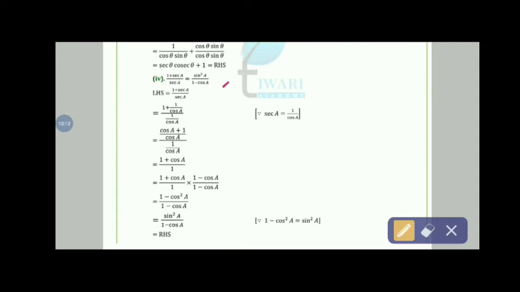So we can write here (1 plus 1 over cos a) whole over (1 over cos a). So this is (cos a plus 1) over cos a, whole over (1 over cos a). So this will become (1 plus cos a) over 1. Now we multiply by its conjugate, so that is (1 minus cos a) upon (1 minus cos a). So (1 minus cos square a) over (1 minus cos a). So 1 minus cos square a is sin square a, over (1 minus cos a), which is equal to RHS.